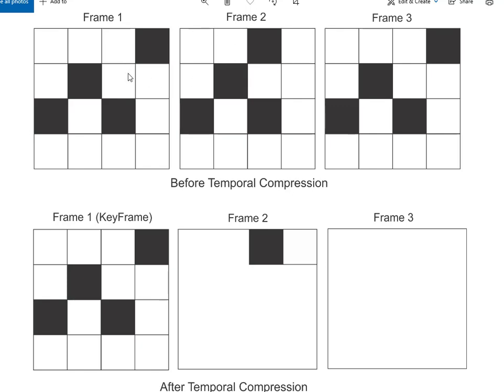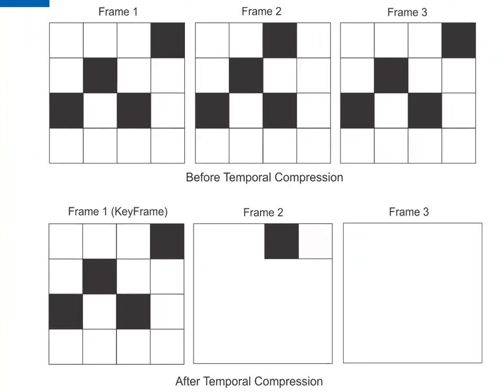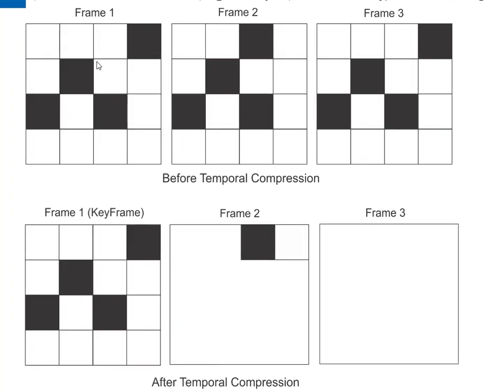Suppose you've got these video frames: frame 1, frame 2, and frame 3. So remember, what did we say temporal compression was? It's based on consecutive frames. If most of an image in 2 frames hasn't changed, why should we waste space duplicating all of them? So what has changed between this image and this image? This is the same, this is the same, all right? This is the only thing that moved. So this black box moved from the corner to this section over here.